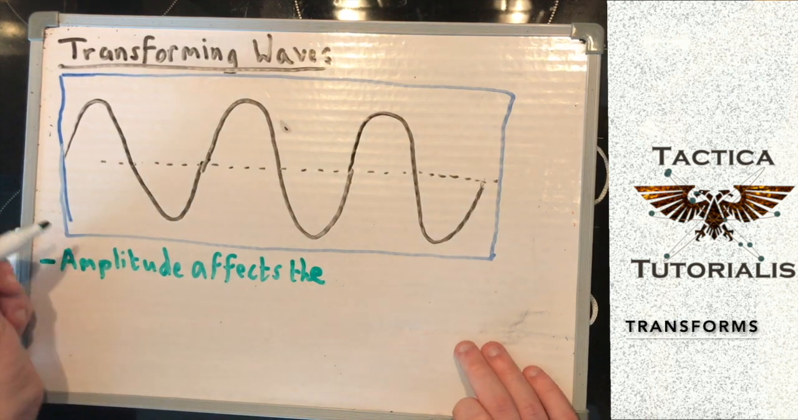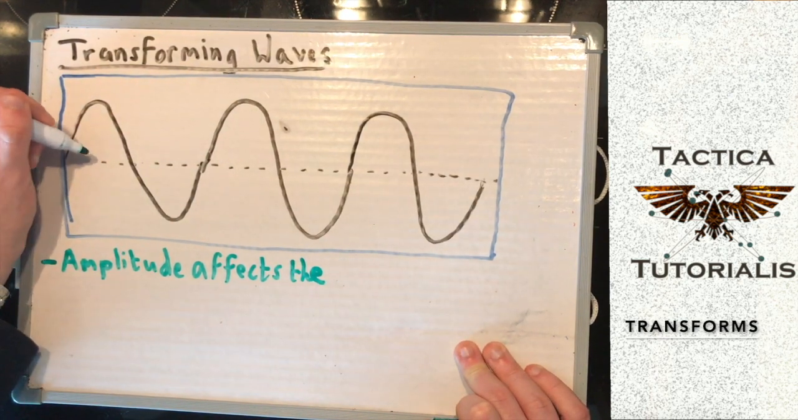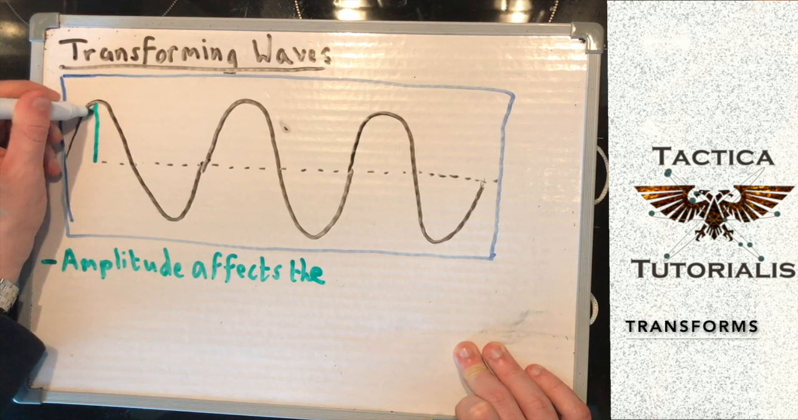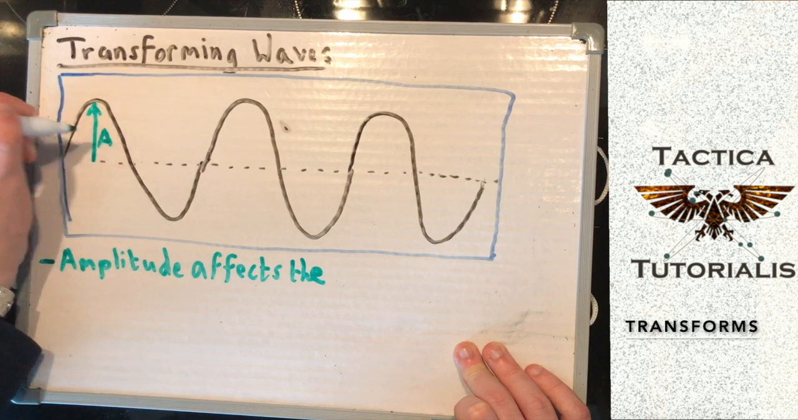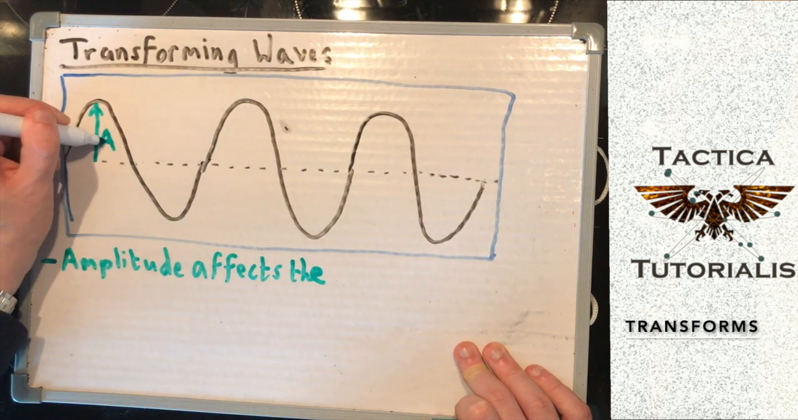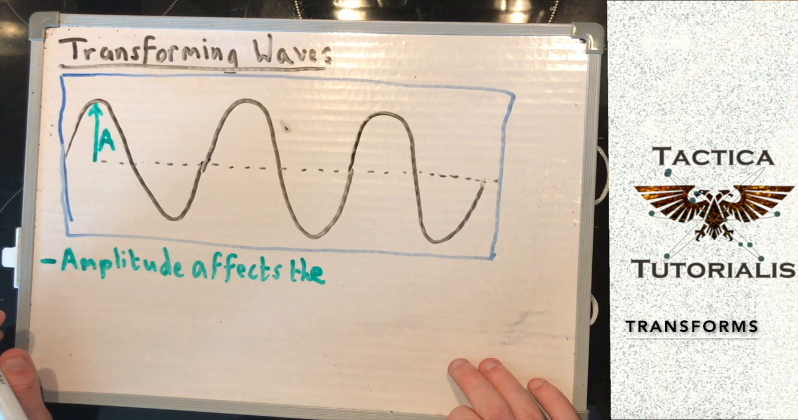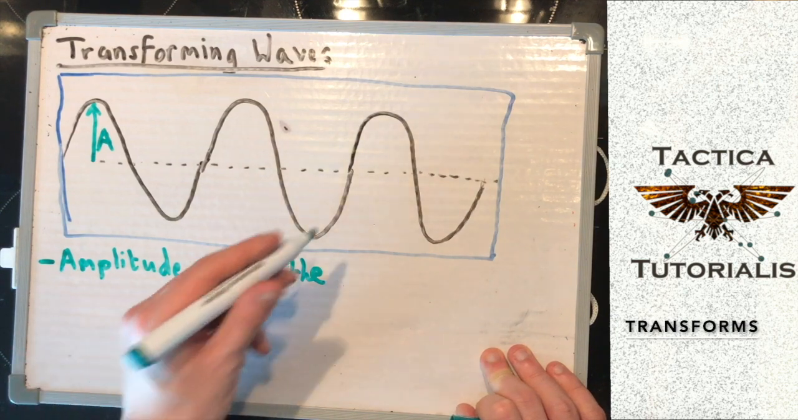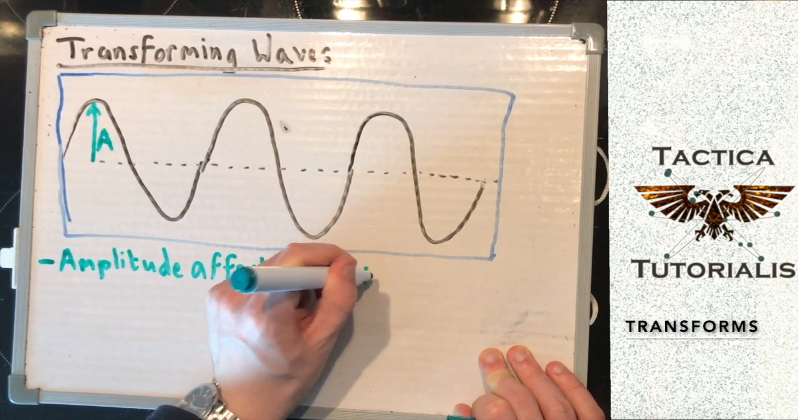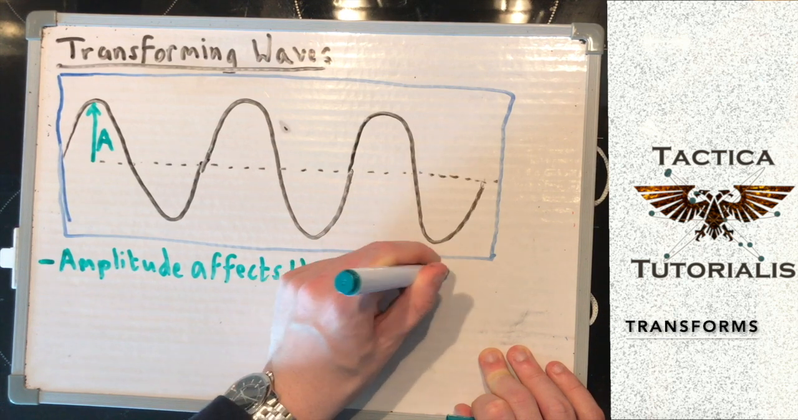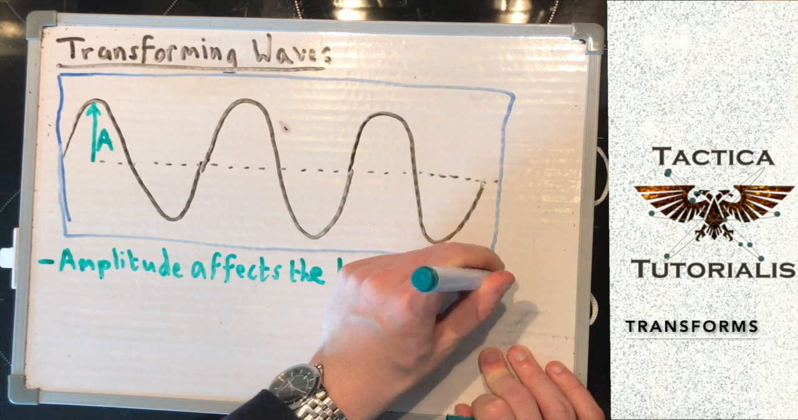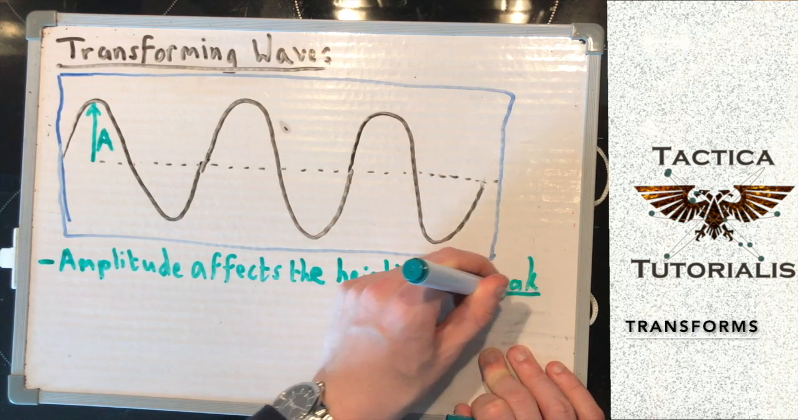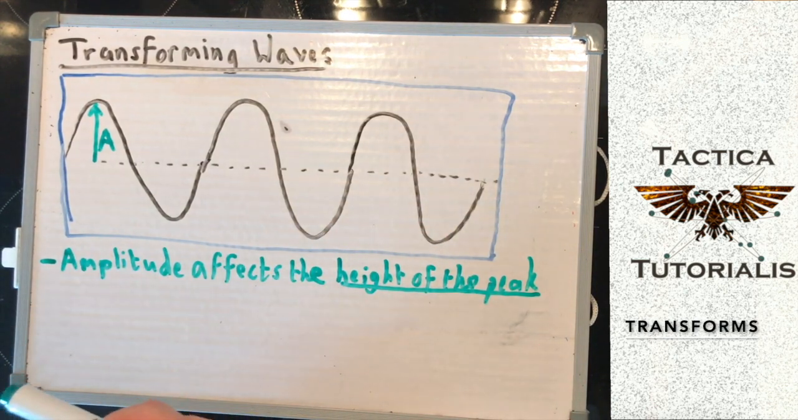And now what the amplitude affects. You remember that by definition, this is the amplitude, which I'm going to label with a capital A. So the amplitude is the maximum displacement of the wave. Remember that definition that we've talked about a couple of times. So what that affects is the height of the wave, or you should say really the height of the peak. So if you change the amplitude of the wave, you end up getting a different height on your peak.